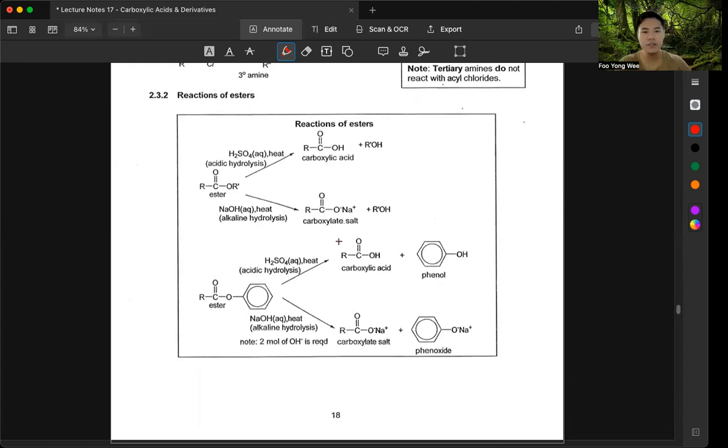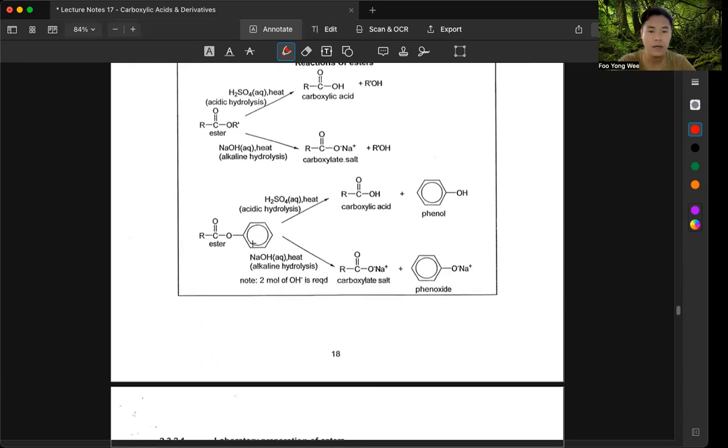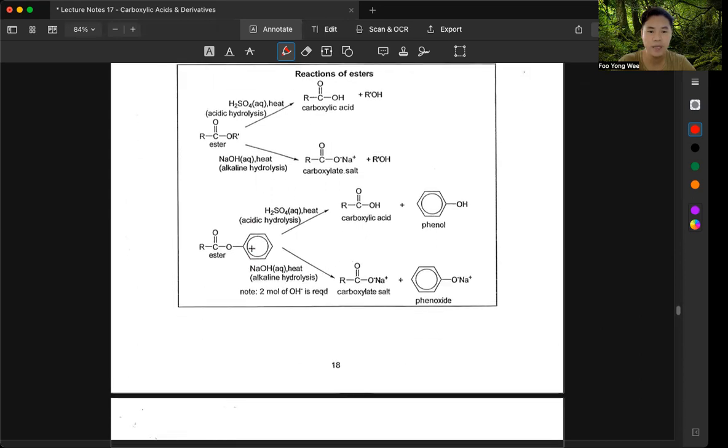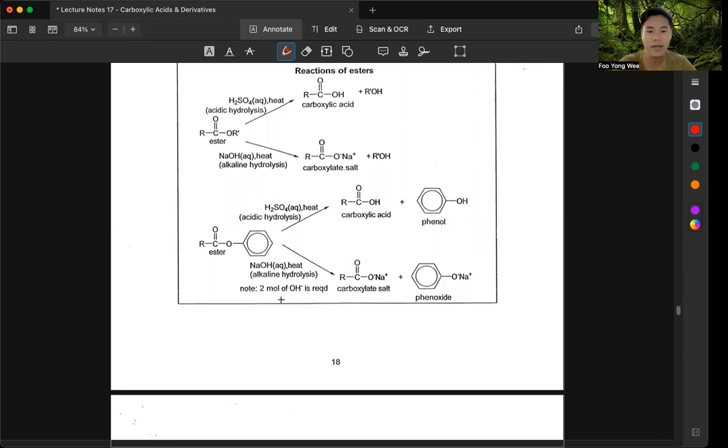Now, looking at the reactions of ester, we look at hydrolysis in particular. It can undergo acidic hydrolysis to form back your carboxylic acid and alcohol, or alkaline hydrolysis to form carboxylate salt. For the ester with the benzene ring, you form back the original individual carboxylic acid and the phenol or the phenoxide ion it came from.